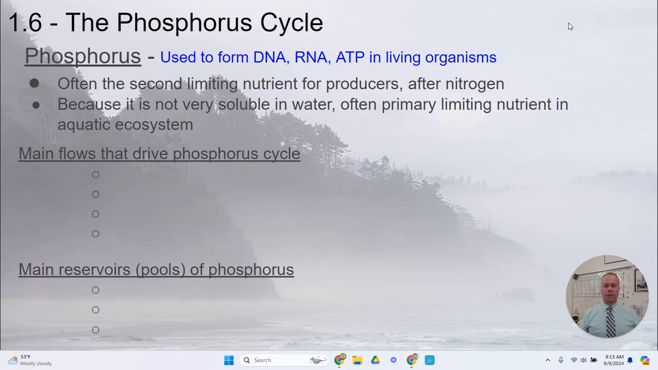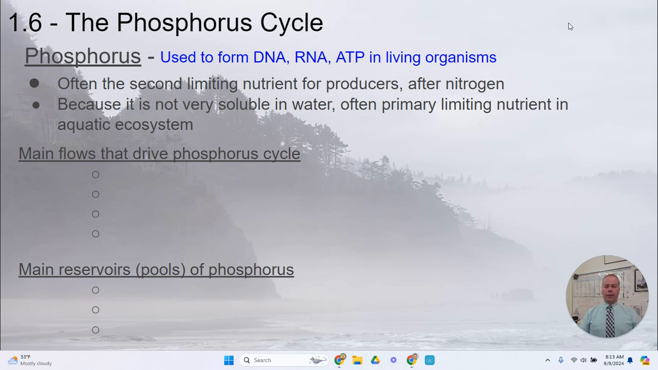Also ATP, adenosine triphosphate, the molecule that is often used in transferring energy from one form to another in living organisms. So phosphorus is really important. Often in terrestrial plants, it is the second most limiting nutrient. Typically nitrogen is the first limiting nutrient, and then phosphorus. If it is deficient, it can limit the growth of producers.